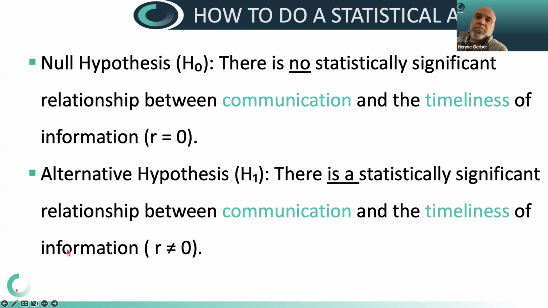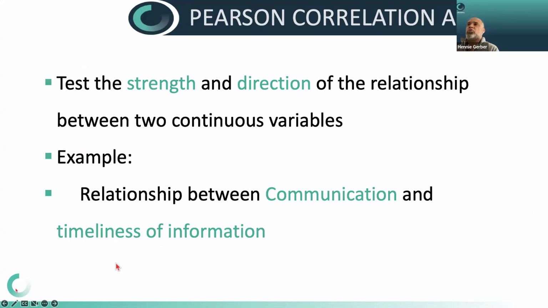Okay, so to test this hypothesis, we'll do a Pearson correlation analysis. With a Pearson correlation analysis, we test the strength and the direction of a relationship between two variables. So the strength and the direction. The strength is how strong is this relationship. So this would be effect size. And what's the direction? Is it positive or is it negative?